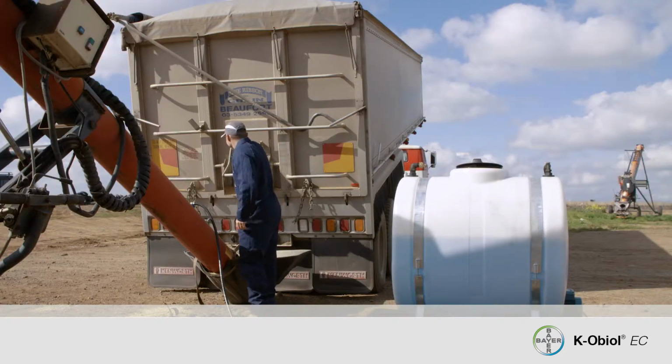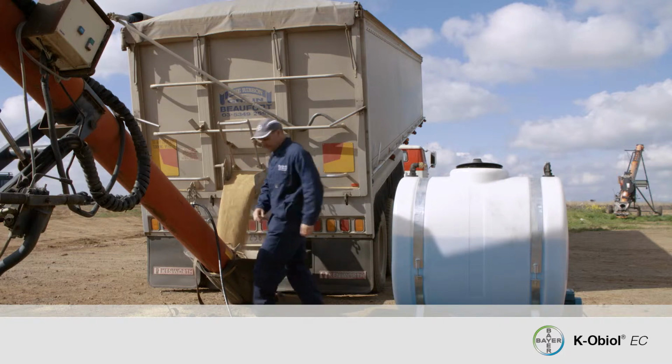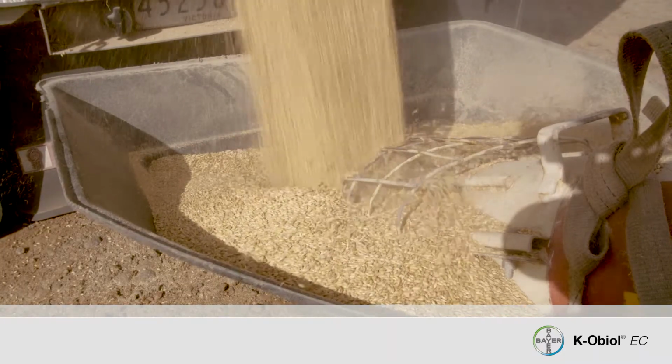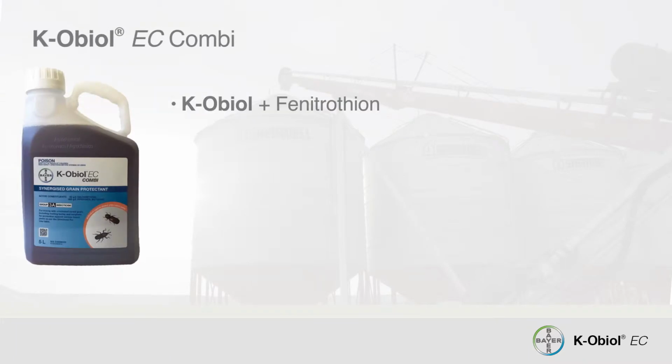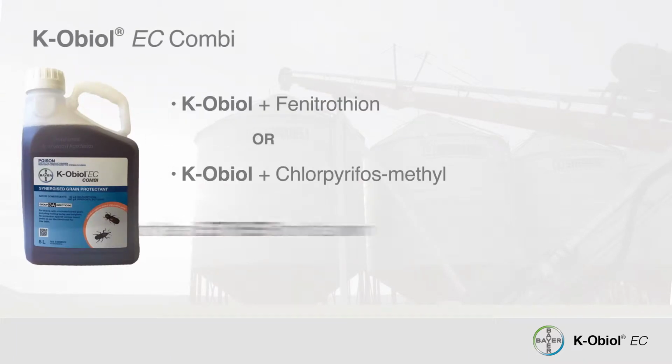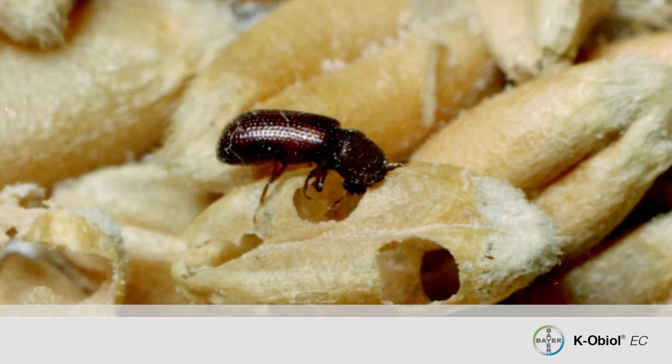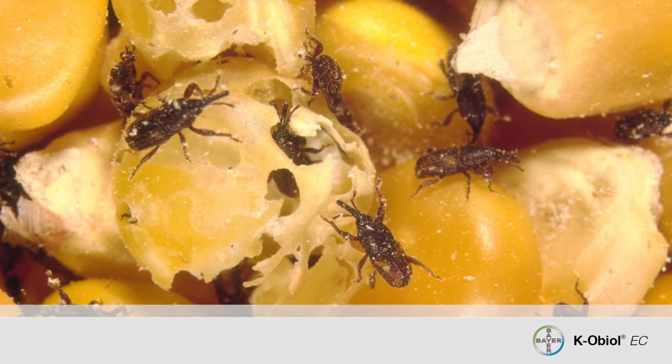This video is an update on our original training video, designed for you on the farm. It'll show you how to correctly apply Bayer's K-Obiol grain protectant in combination with either phenetrythine or chlorpyrifos methyl. Now the combination helps protect against insect resistance and protects your grain quality and income.